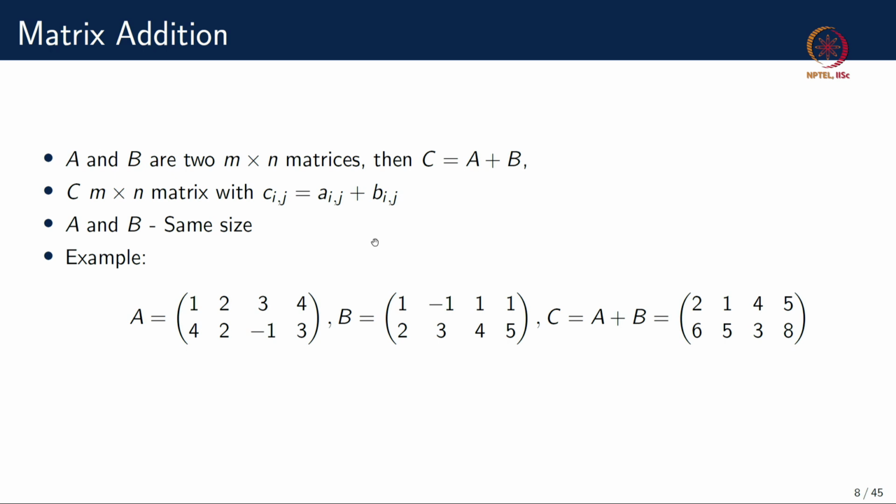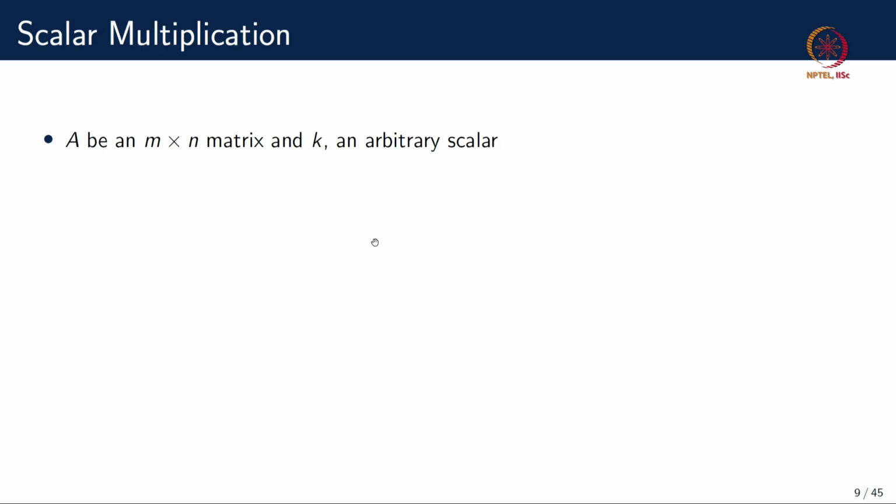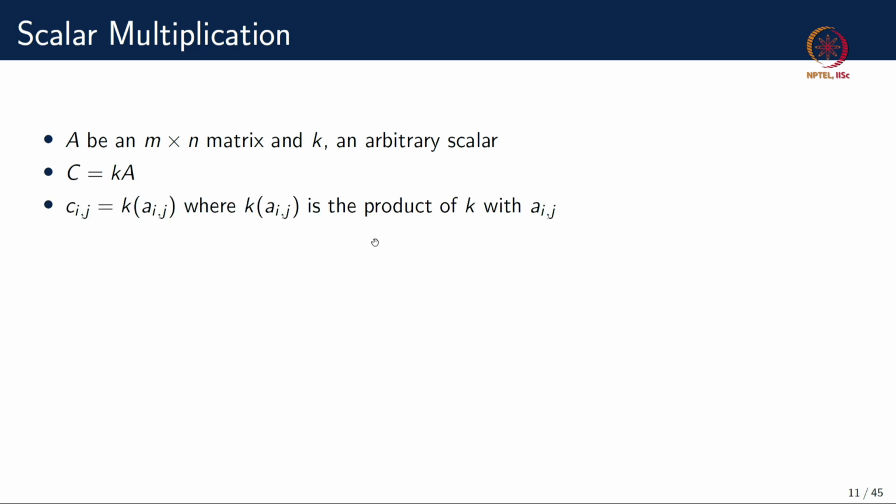Let A be an m by n matrix and K be an arbitrary scalar. Now we have to do some scalar multiplication on the matrix. Let us see that. Then C is equal to KA, the matrix that is obtained by the multiplication of a scalar K with A, and whose ij element is given as Cij is equal to K Aij, the product of K with Aij.